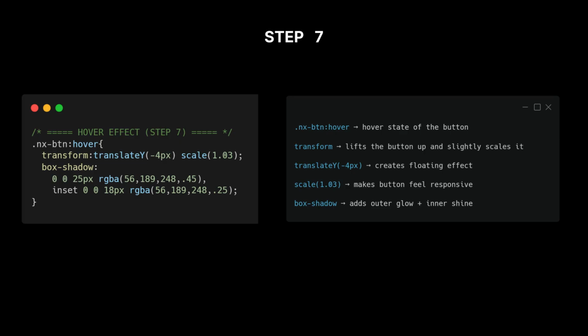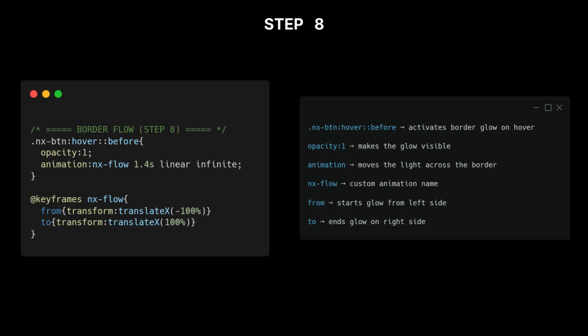Next, we apply a box shadow to enhance the glow. The outer shadow adds a neon aura around the button, while the inset shadow creates a soft glow inside it. Together, these effects give the button a floating, futuristic feel and provide clear visual feedback on hover. Now in step 8, we animate the glowing border.